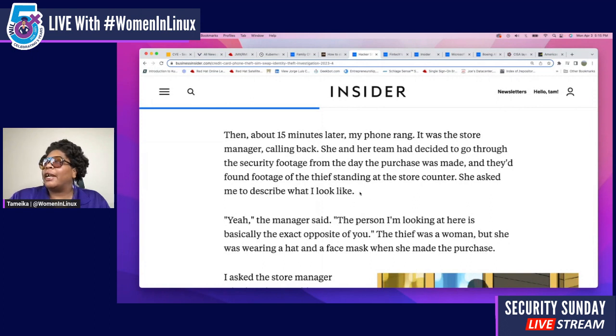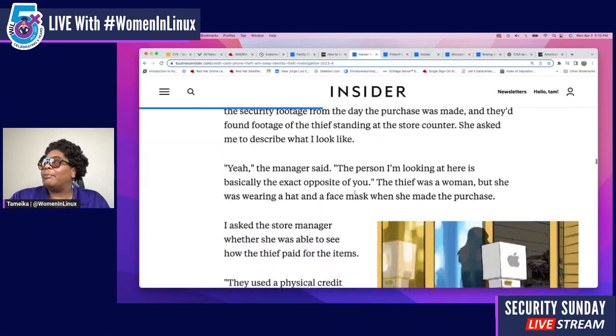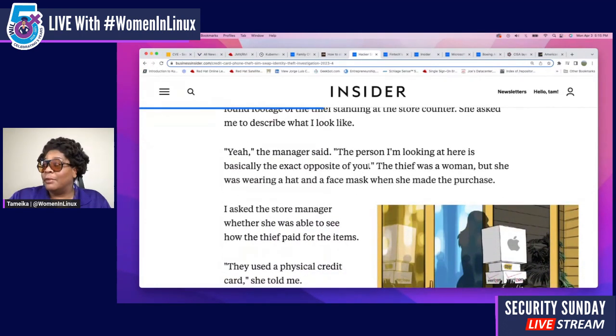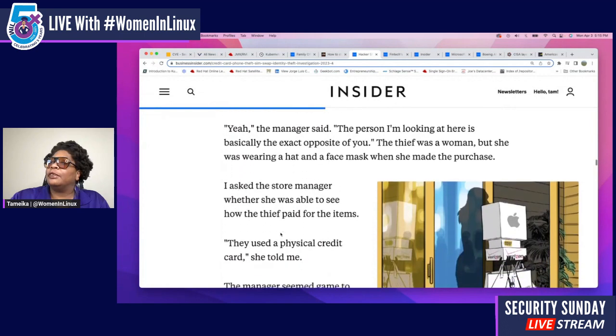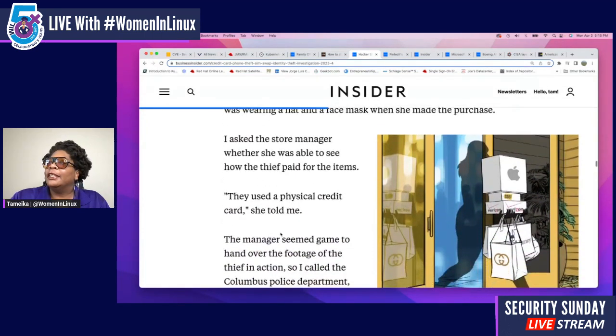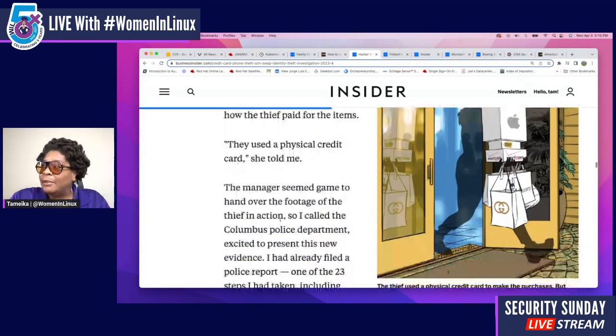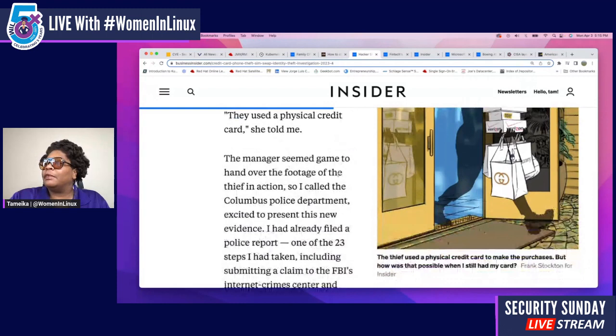She asked me to describe what I look like. Yeah, the manager said, the person I'm looking at here is basically the exact opposite of you. The thief was a woman, but she was wearing a hat and a face mask when she made the purchase. I asked the store manager whether she was able to see how the thief paid for the items. They used a physical credit card, she told me. The manager seemed game to hand over the footage of the thief in action.